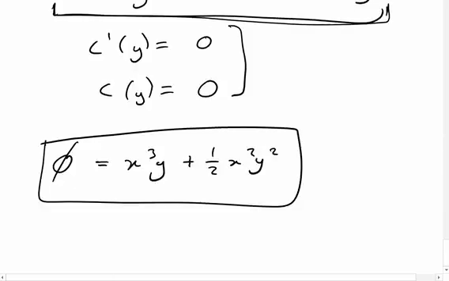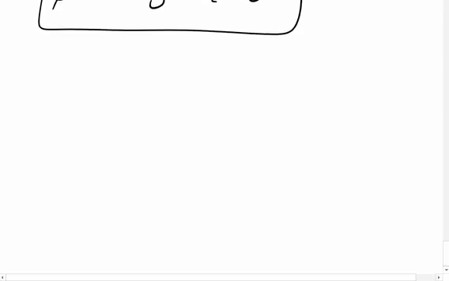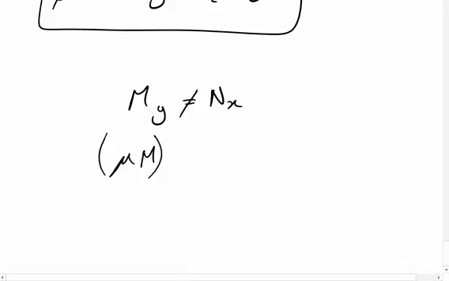Right, so basically the idea is if they're not exact, we come up with some integrating factor. So in other words, M with respect to y is not equal to N with respect to x. Okay, then therefore we come up with some integrating factor, which when we multiply by our functions and differentiate with respect to the corresponding variable, then it basically makes them exact.